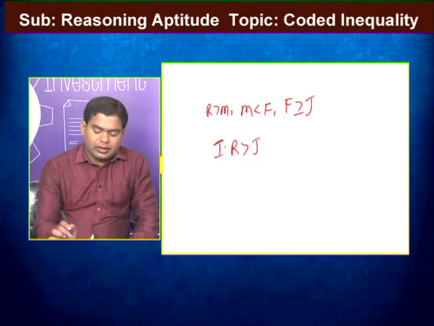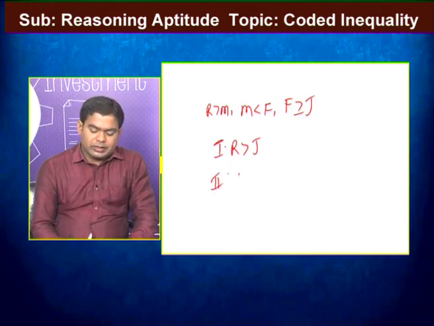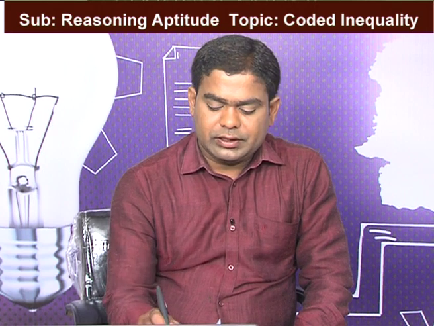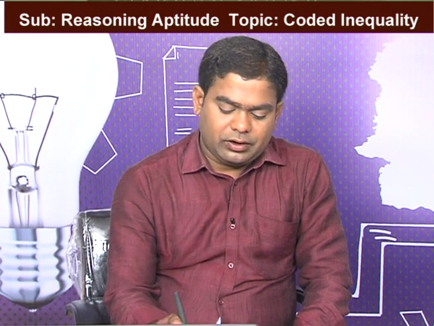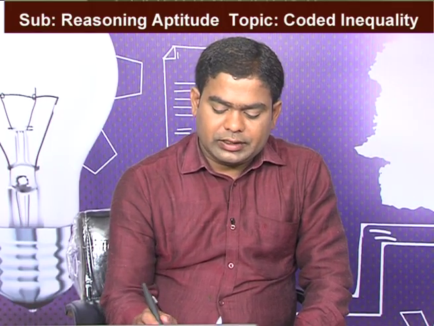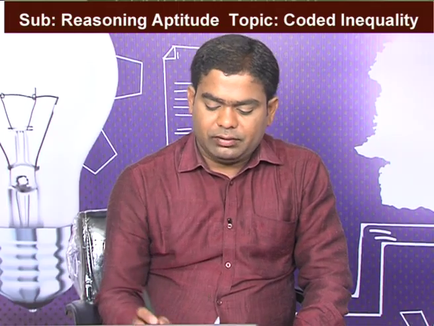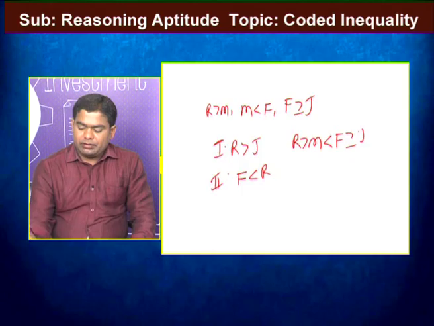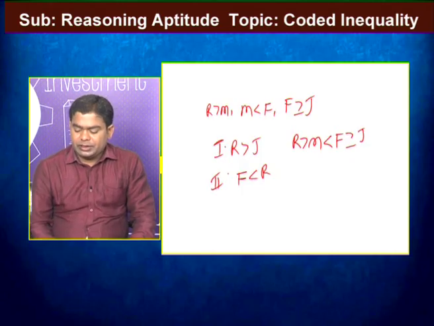Again we apply the inequalities for the given conclusions. Conclusion 1 is R dollar J. Here dollar is denoted greater than, that means R greater than J. Conclusion 2 is F copyright R. Here copyright is denoted less than, so F less than R. First of all, we combine the given statement: R greater than M, M less than F, F greater than or equal to J.